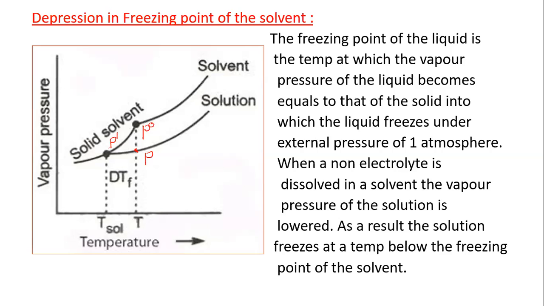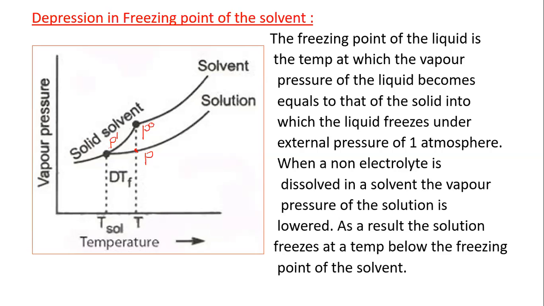Now, when we add a non-electrolyte into the liquid, what is the effect of the non-electrolyte on the freezing point of the liquid? First of all, when we add the non-electrolyte into the liquid, the vapor pressure of the solvent decreases, and due to that, the freezing point of the solution also decreases, and as a result, the solution freezes below the freezing point temperature of the solvent.